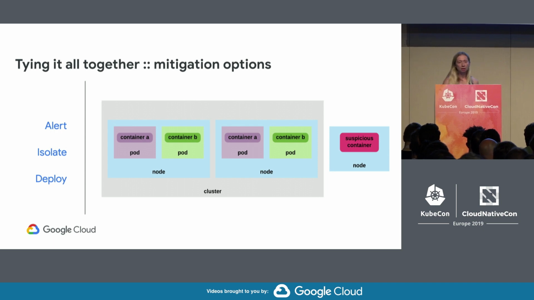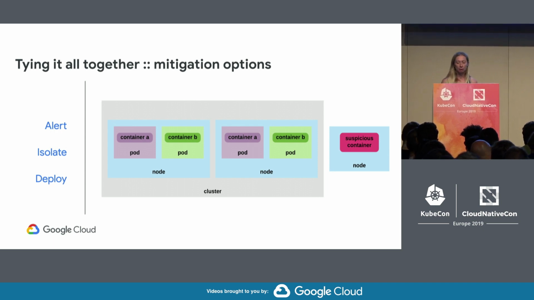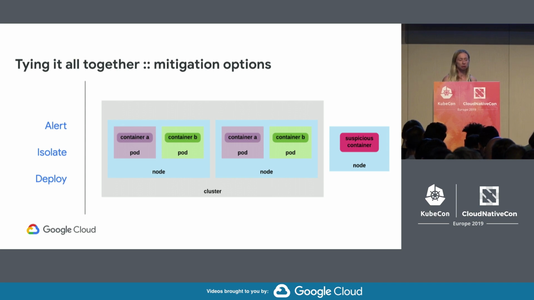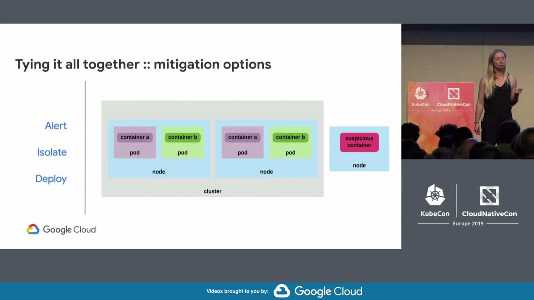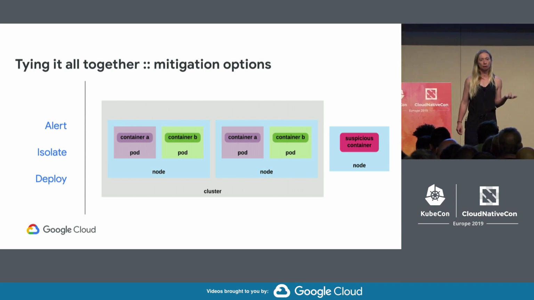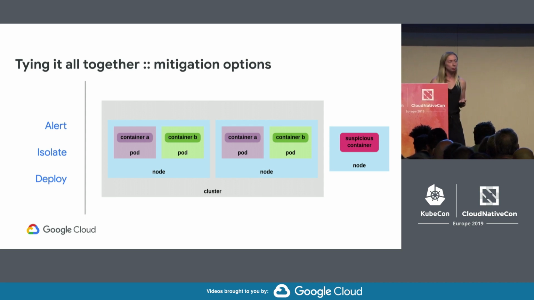So going back to the mitigation options that Maya talked about in the last section, the ones that we want to focus on for privilege escalation are alert and isolate. In the case of privilege escalation, you could possibly get alerted if your containers are being run as root or with privilege. You can also get alerted on specific CVEs.